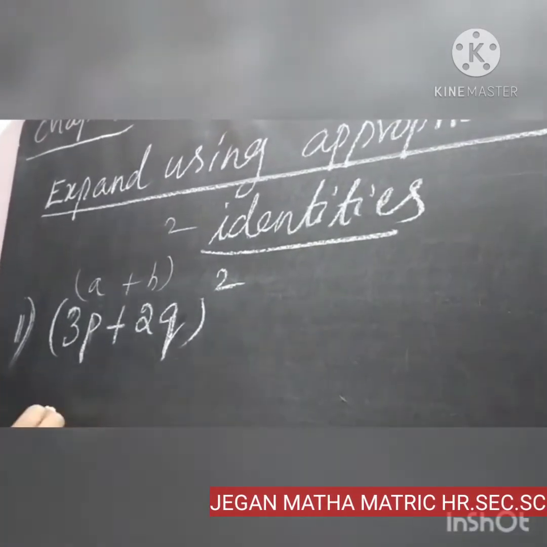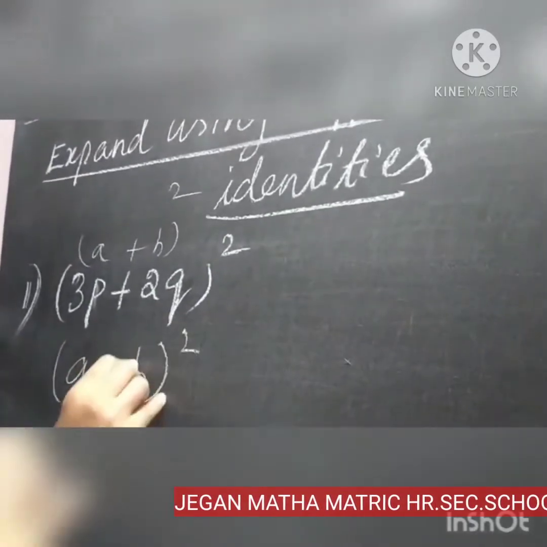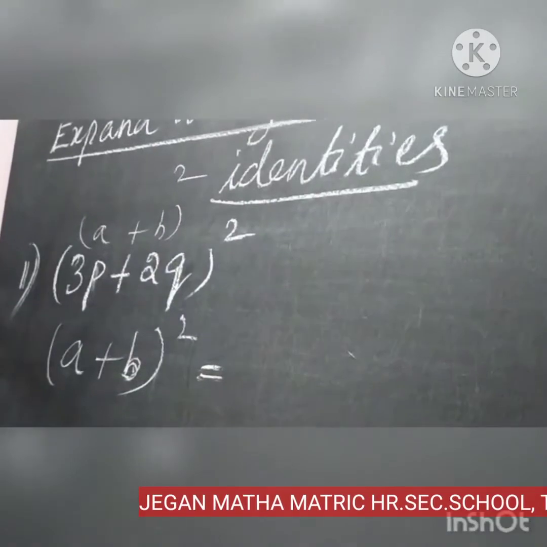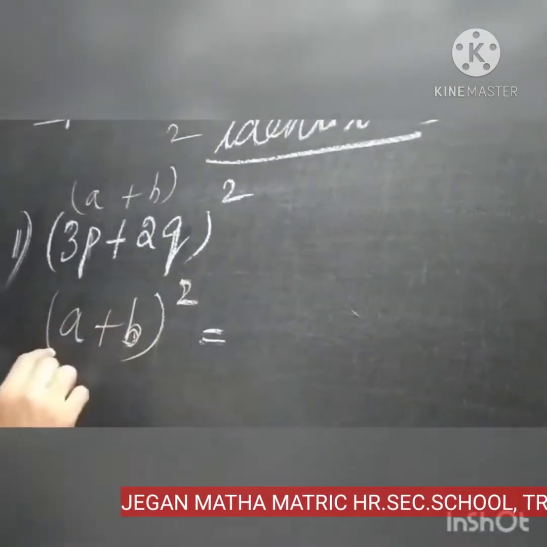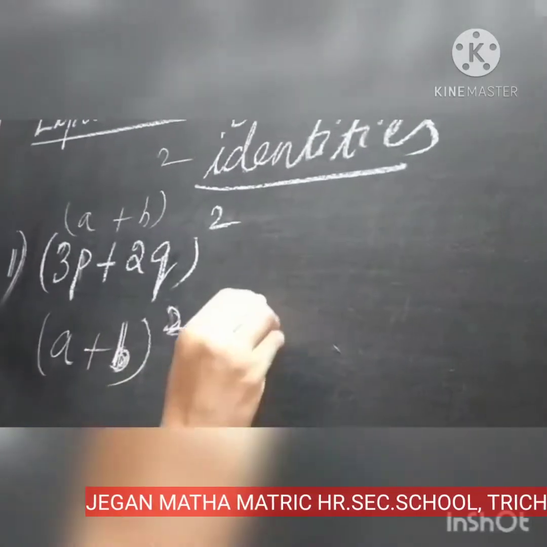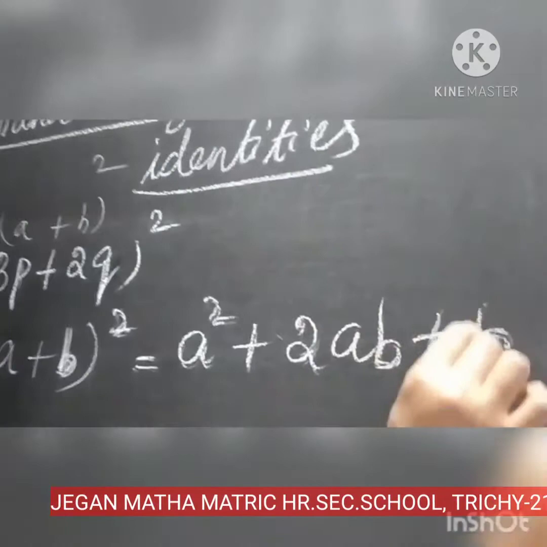First you can select that one. So (a plus b) the whole square is the appropriate identity. First you have to select that one. So first write the answer for that. (a plus b) the whole squared, the answer is a squared plus 2ab plus b squared.